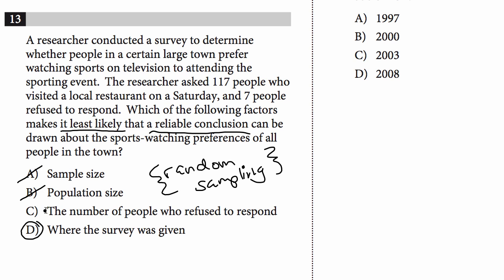And the number of people who refuse to respond, I don't know what to say about that. I guess the main thing is that you had enough people in the first place. But really, it's the fact that you're surveying in a public place that's not random. So you have to go with D.